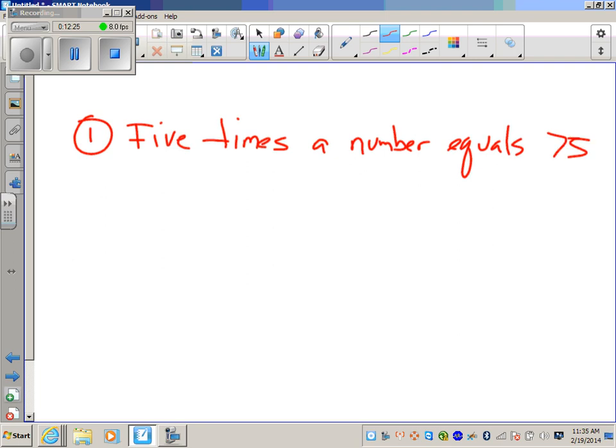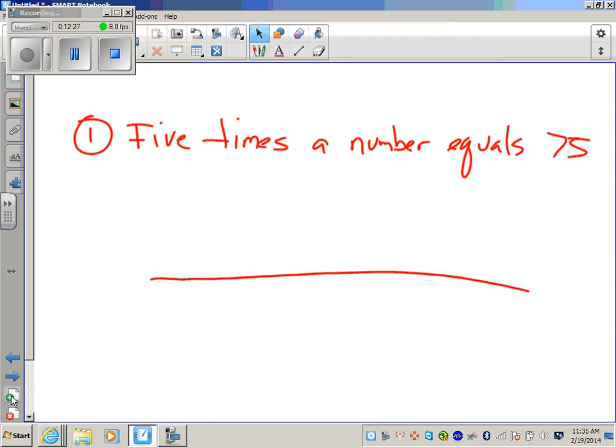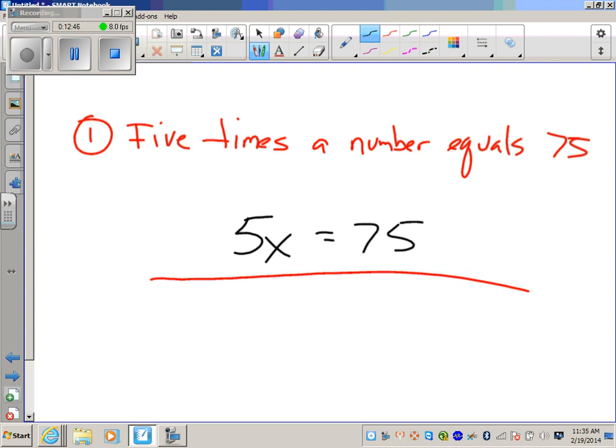Okay, so here's a line. How are we going to show 5 times a number equals 75? Casimir. Five x equals 75. Is she correct? Absolutely. Very good.